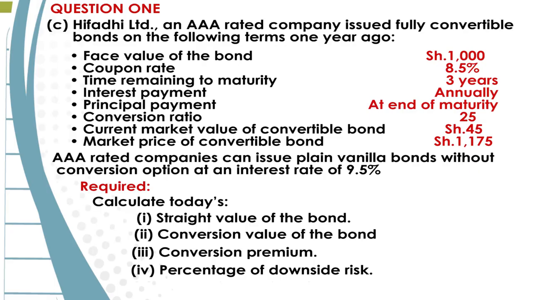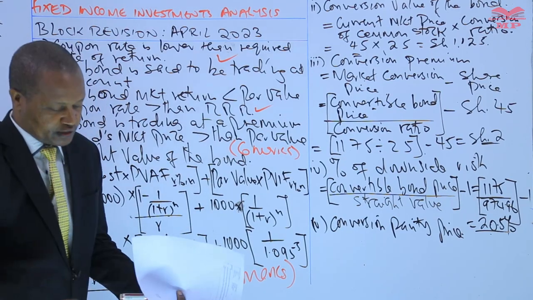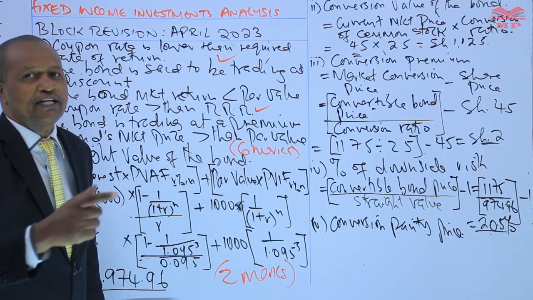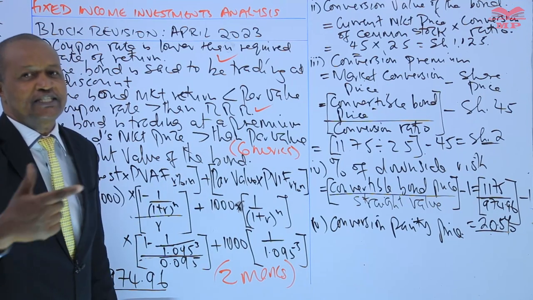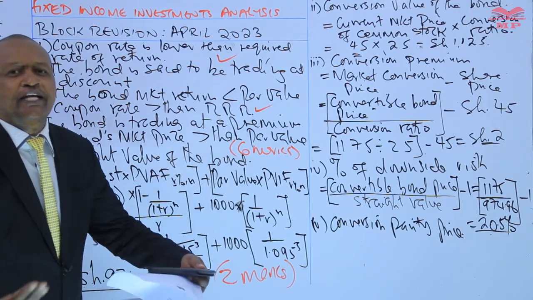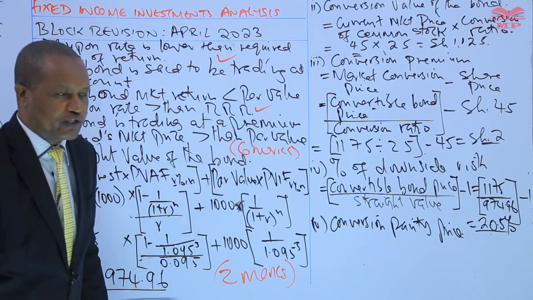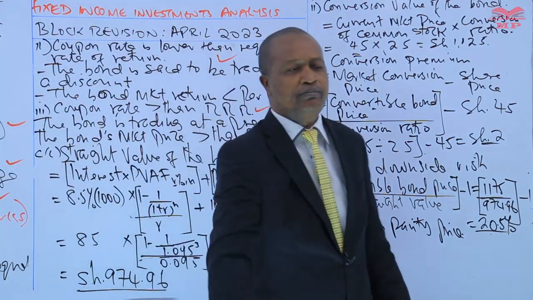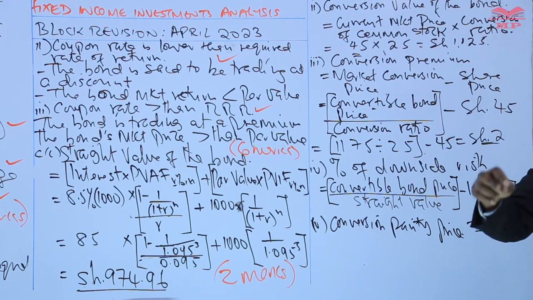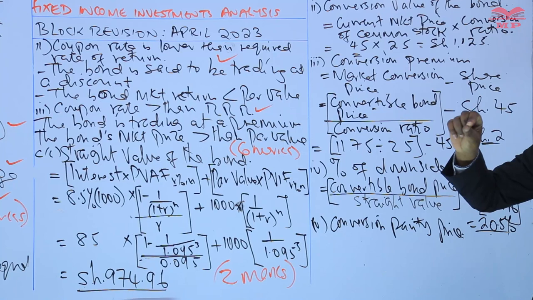Let's move on to calculate the last item. Number five, the last item here is the conversion parity price. First of all, what is the meaning of conversion parity price? Now, candidates, the conversion parity price of a convertible bond refers to the theoretical price an investor would pay per share of the common stock if they immediately exercise the conversion option on the bond. In other words, it's essentially the break-even point where the value of the converted stock equals the market price of the convertible bond.